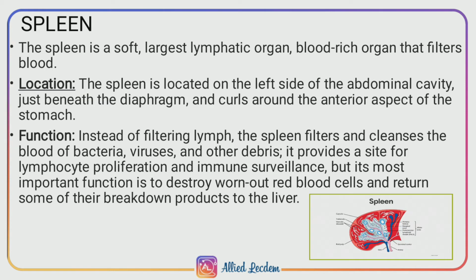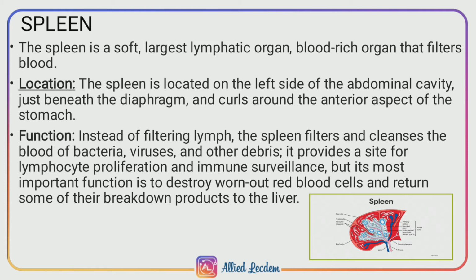Next is the spleen. The spleen is an important lymphoid organ, the largest lymphoid organ, a soft, blood-rich organ that filters the blood. And the location: the spleen is located on the left side of the abdominal cavity, just beneath the diaphragm, and curls around the anterior aspect of the stomach. And the function: instead of filtering lymph, the spleen focuses its work on cleansing and filtering the blood from bacteria, viruses and other debris.